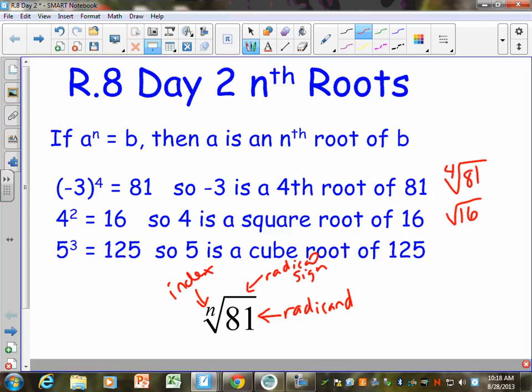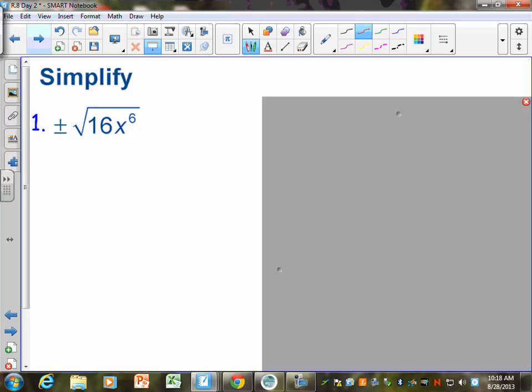Okay, everybody okay with this? Let's get into what we're doing today. All right, so I am starting you off with a nice one, and then we'll do one that's not so nice.